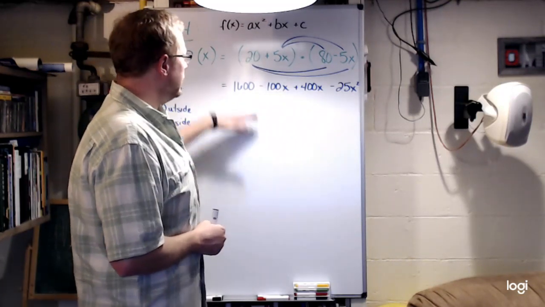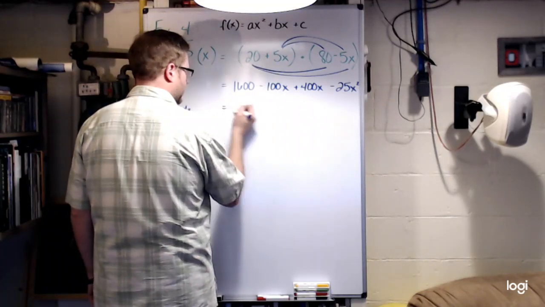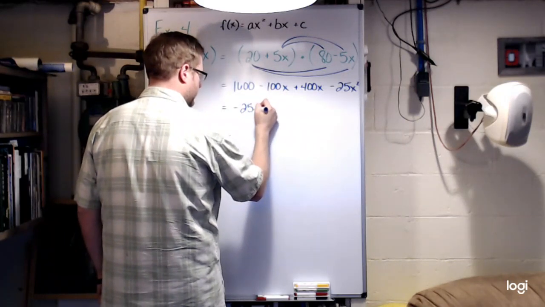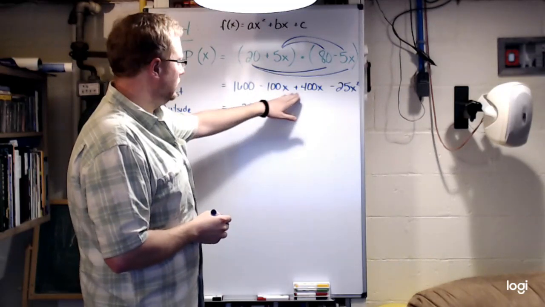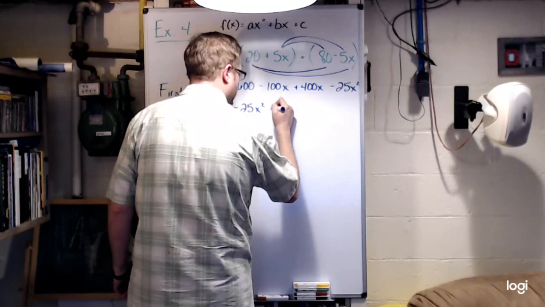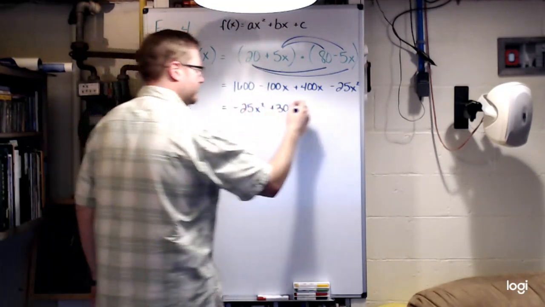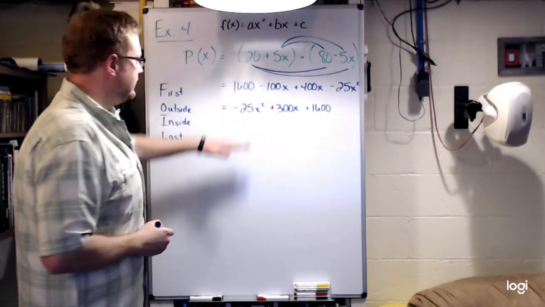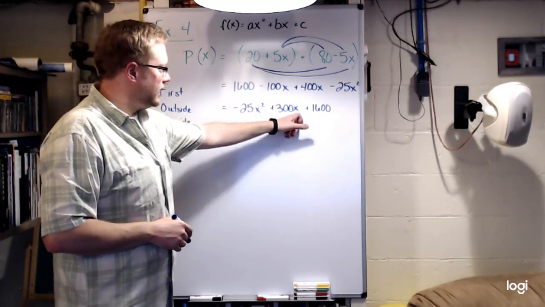So let's go ahead and clean this up just a little bit. So first, the negative 25x squared is going to be the leading term. Negative 100x plus 400x is going to give us positive 300x. And then we have plus 1600. And so there we have it. This is actually my quadratic function. ax squared plus bx plus c.